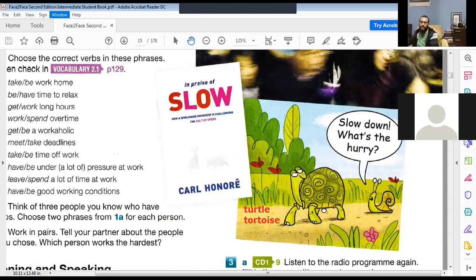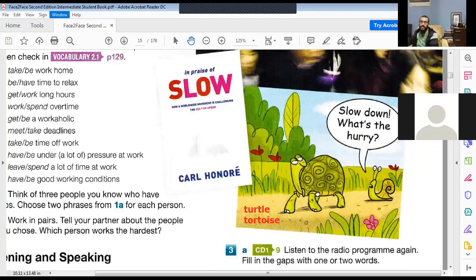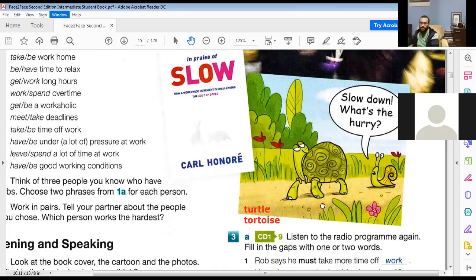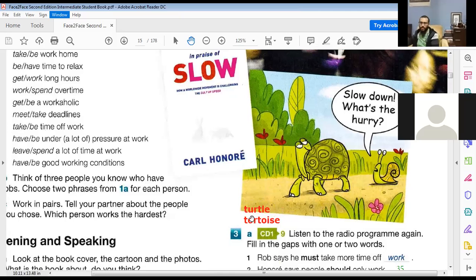What do you think? The big and small. Maybe not exactly. Or different in some form, yeah. Actually, turtles usually live in the sea, in the water. But a tortoise lives on land. So turtle, tortoise, and this is pronounced tortoise.